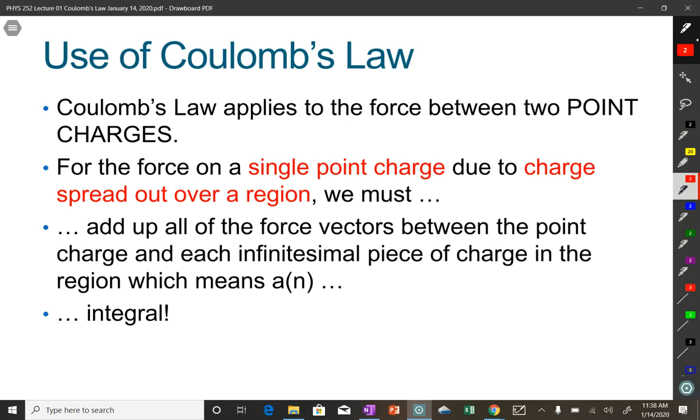So you have a fixed point here and then charge spread out here. You have to say, okay, what's the force on this due to this, and due to this, and due to this, and then you add them all up, right? That's integration. So you can see how we get to calculus on this.